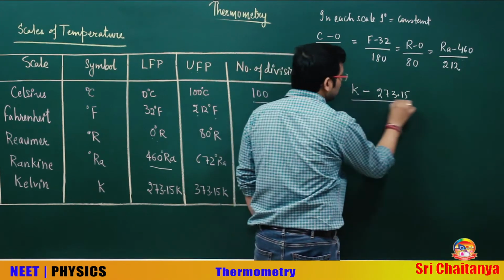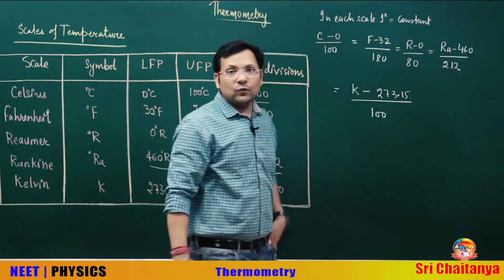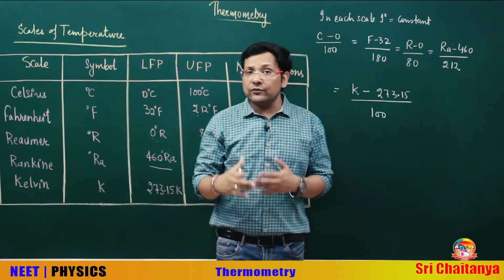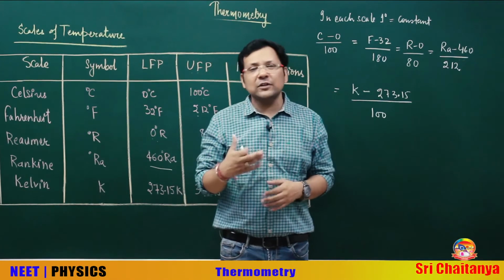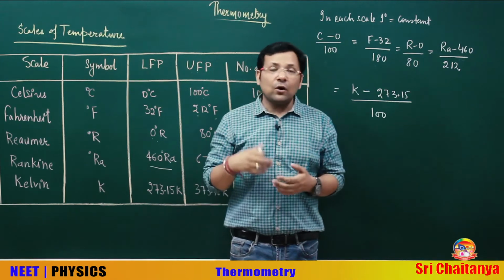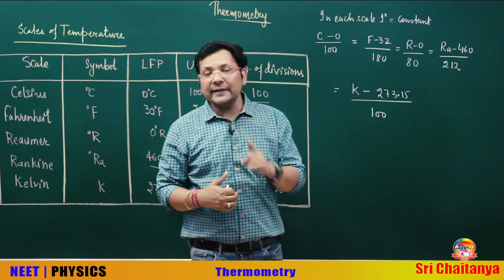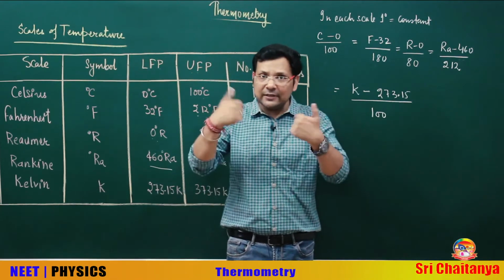273.15. And what is the total number of divisions? 100. Okay. So basically 1 degree in each temperature scale is constant. So if you have to relate temperature in two different scales, first you can either memorize the formula, or if you want to memorize with understanding, the understanding is 1 degree remains constant, and this 1 degree remains constant, this is a question in itself.